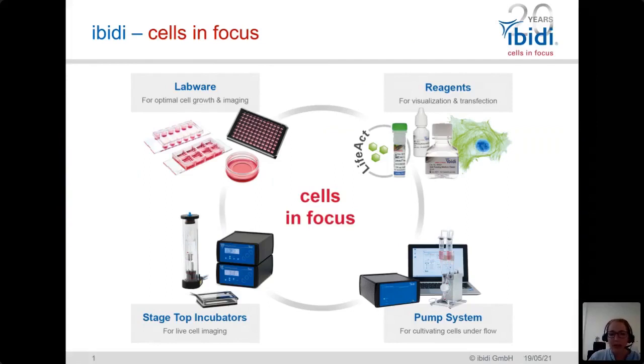Today I would like to present you two new products from our labware portfolio which can be used for spheroid formation and imaging.